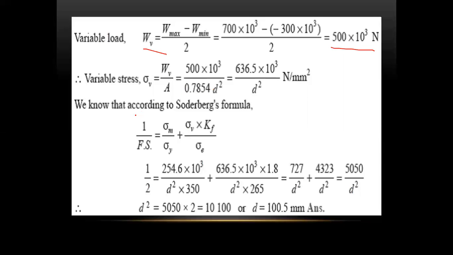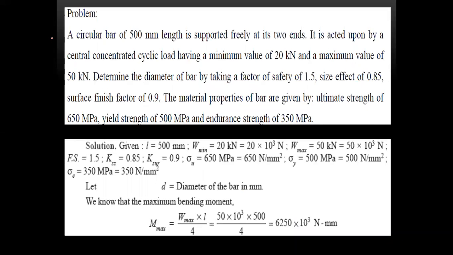By using Soderberg's formula, 1/fs is equal to sigma m by sigma y plus sigma b by kf by sigma e. After substituting the values carefully and solving, we get the diameter equal to 100.5 mm. Next problem.